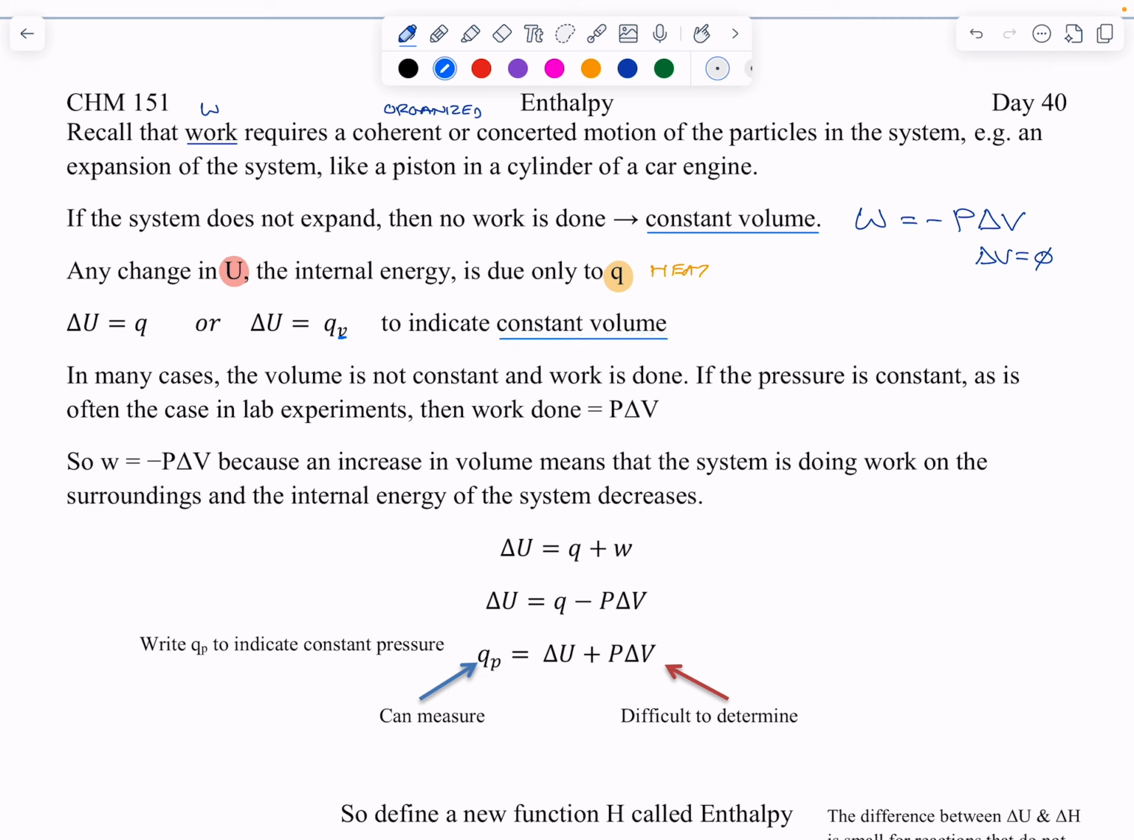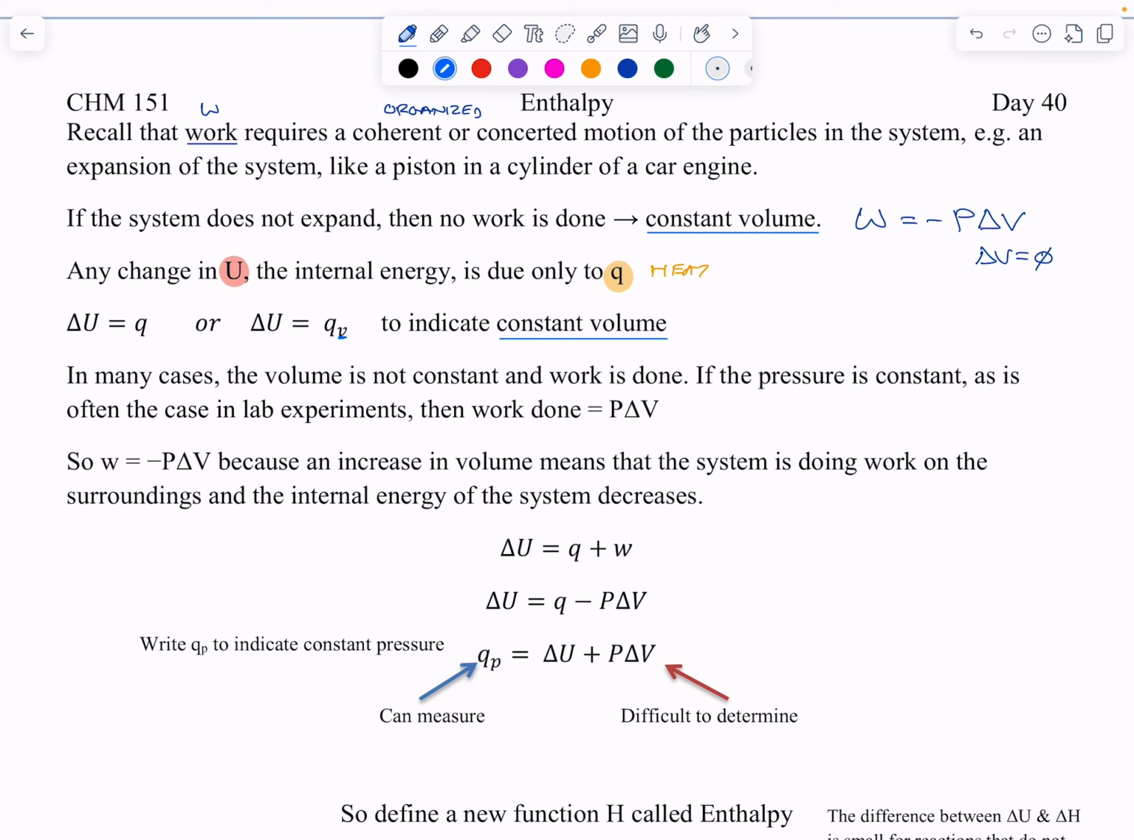Now, like how we do our lives, we are always doing most things open to air pressure. Now, the air pressure does change, but in a 2-3 hour window, a lot of times it's pretty constant. So then there's work done, because we're at constant pressure. W equals negative P dV, because an increase in volume means the system is doing work on the surroundings, and the internal energy of the system decreases.